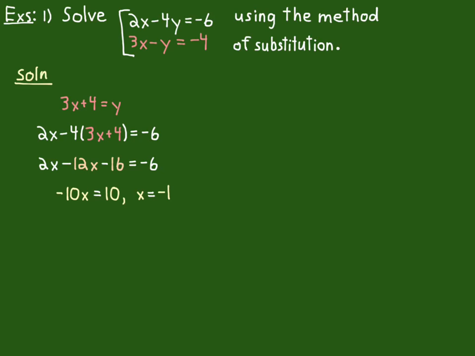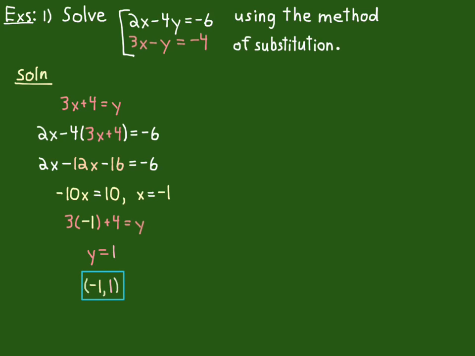Now I need to find out what y is, so I take this x equals negative 1 and plug it in here to find y. And so I get 3 times negative 1 plus 4 equals y. So y is 1, 4 minus 3. So I got negative 1, comma 1 is my solution.